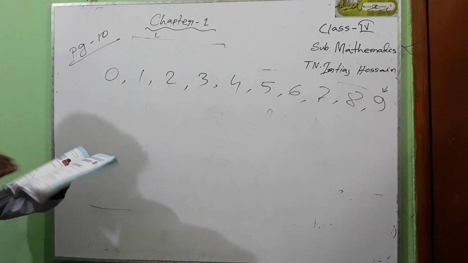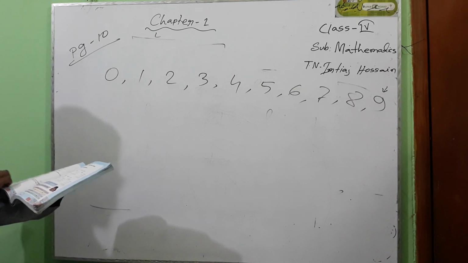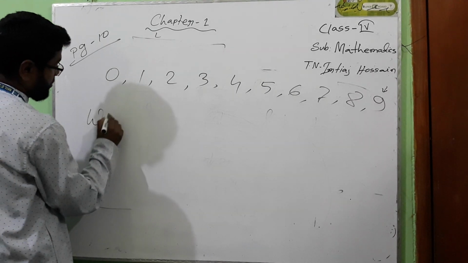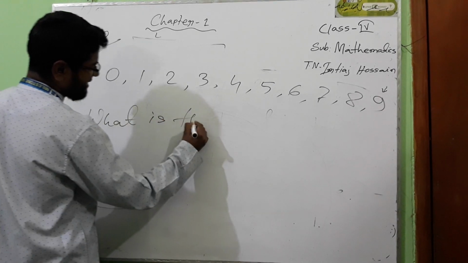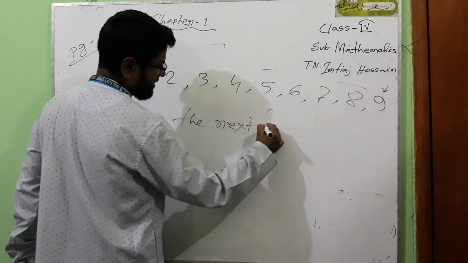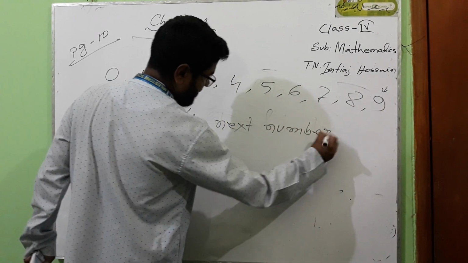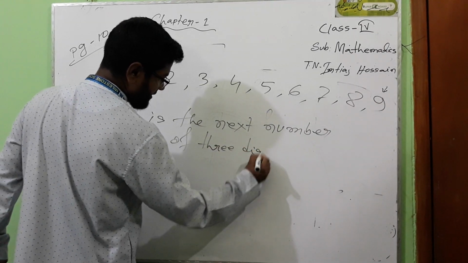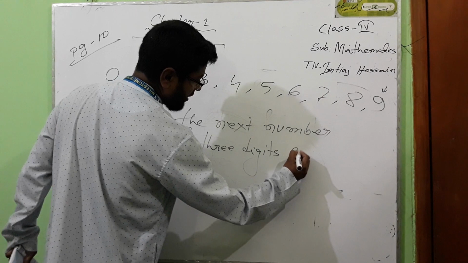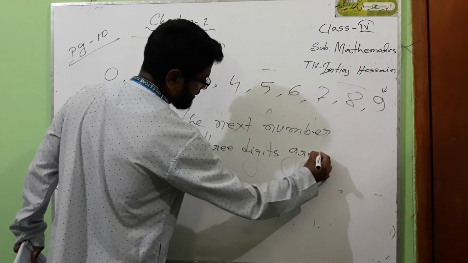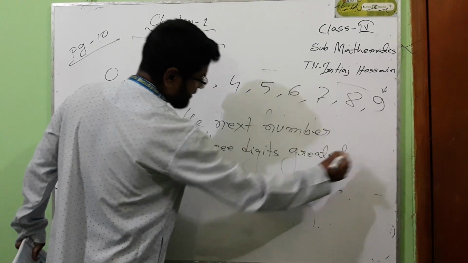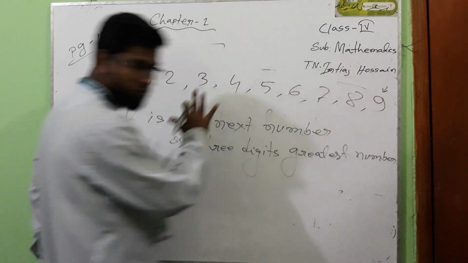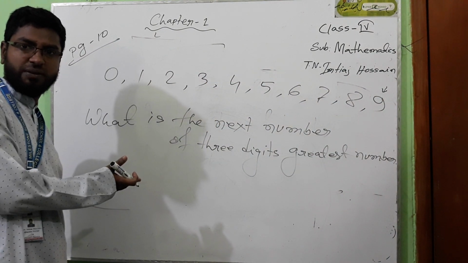One question I want to give you. What is the next number of the 3 digit greatest number? Can you read? Is it possible to read?